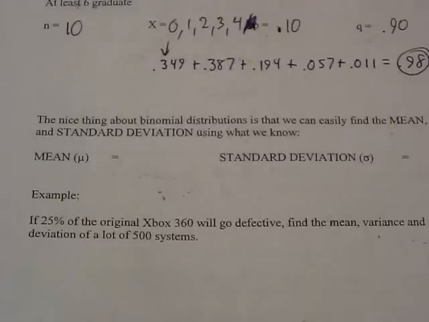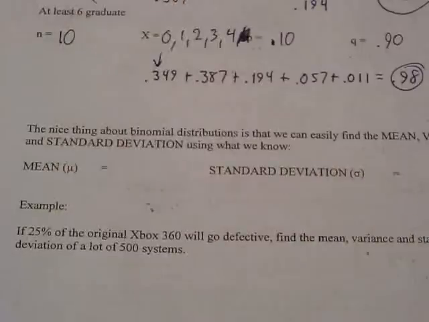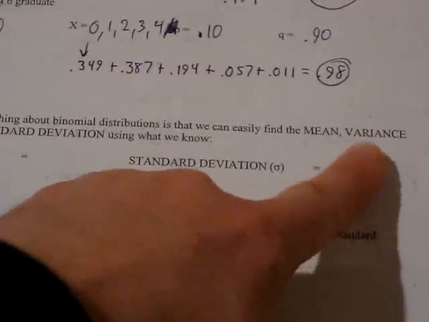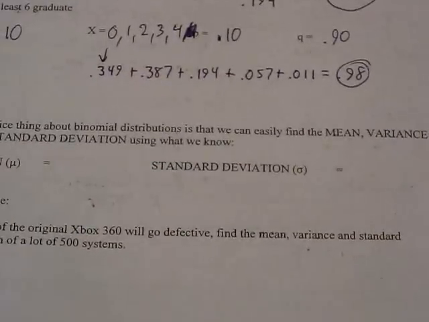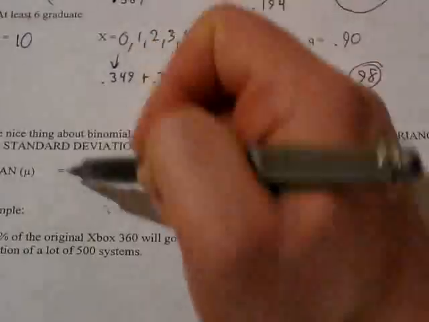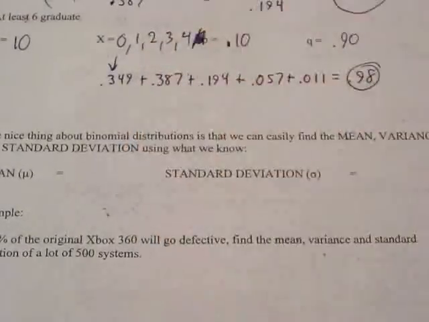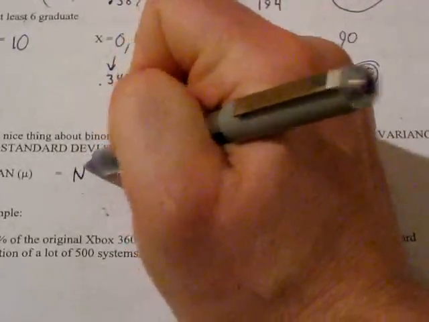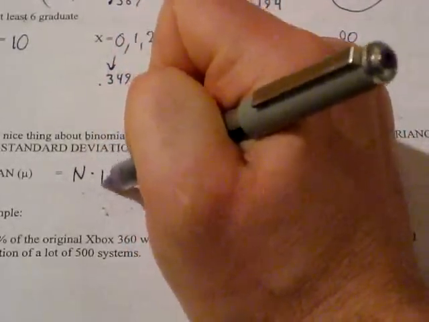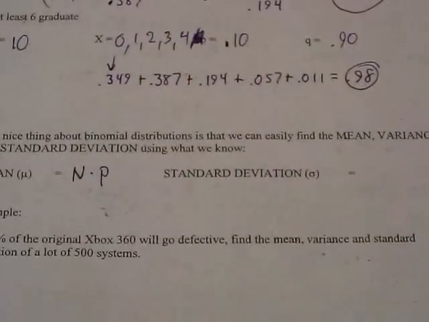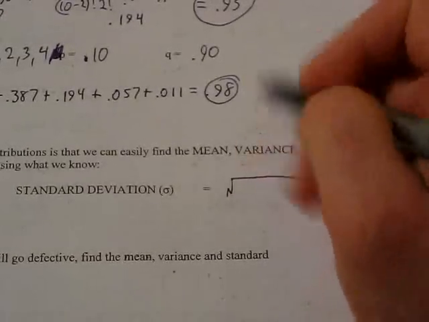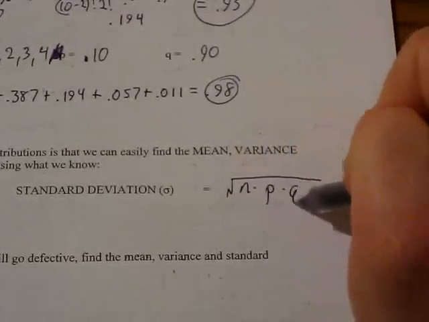Here's the nice thing about standard deviations. The standard deviations and averages of binomial distributions, we can easily find the average. We can easily find the variance and the standard deviation using what we know. So here are some functions to learn and love. The average of a binomial distribution is going to be the number of trials times the success. Isn't that crazy? It's so cool. And the standard deviation is going to be the square root of n times p times q.